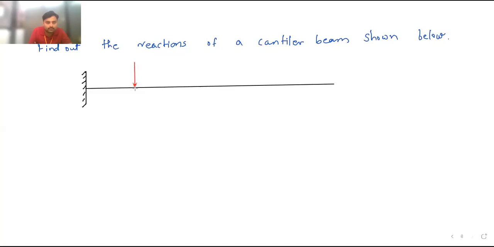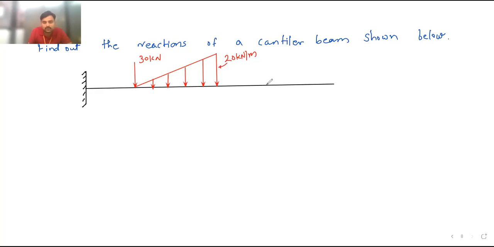Here there is a point load which is of 30 kilonewton. Then there is a uniformly varying load from this point only, from here. And this ordinate is 20 kilonewton per meter. This is 20 kilonewton per meter.